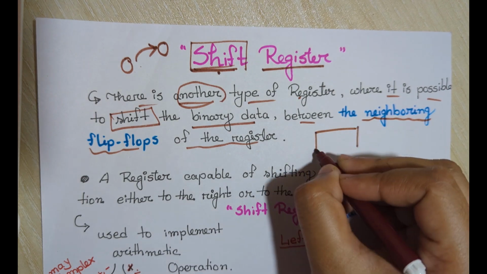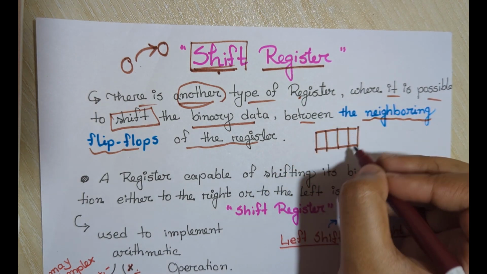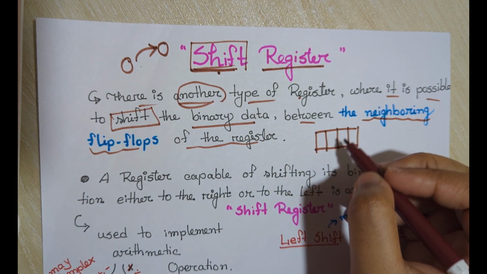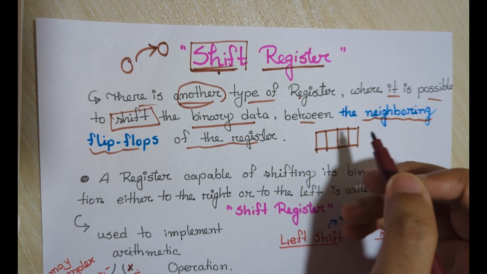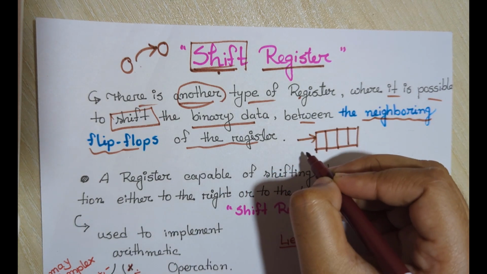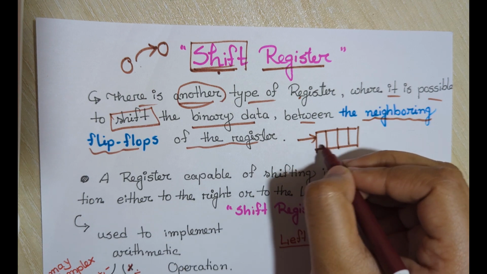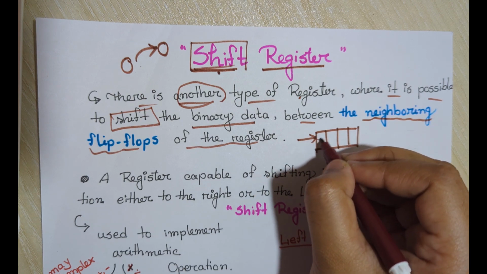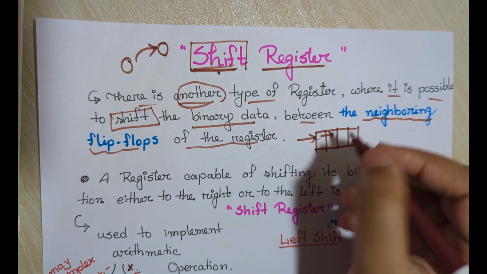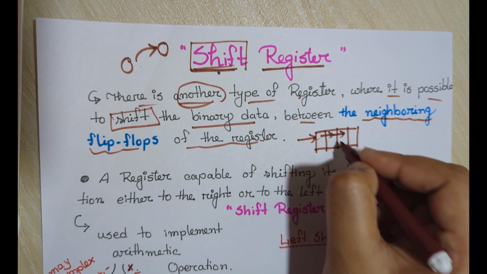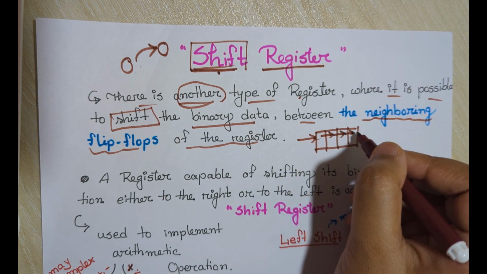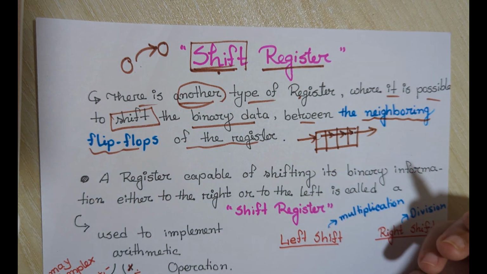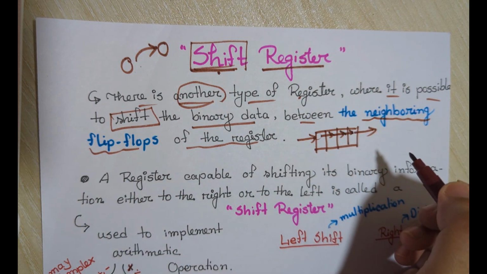Suppose here there are 4-bit flip-flops, and they are interconnected because they shift one binary information to another flip-flop. Suppose the binary information is given as input into our first flip-flop, then it will shift this information into the second flip-flop. The second flip-flop shifts the information into the third flip-flop, and the third flip-flop shifts the information into the fourth flip-flop, and we will get our output. This is how the shift register works.